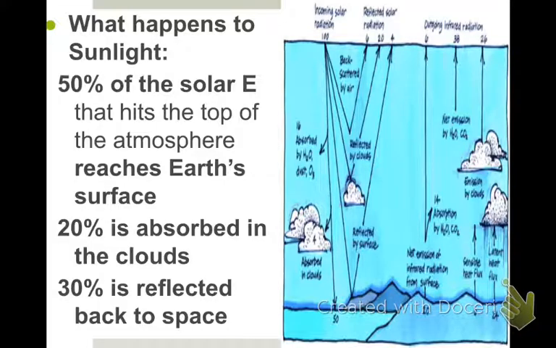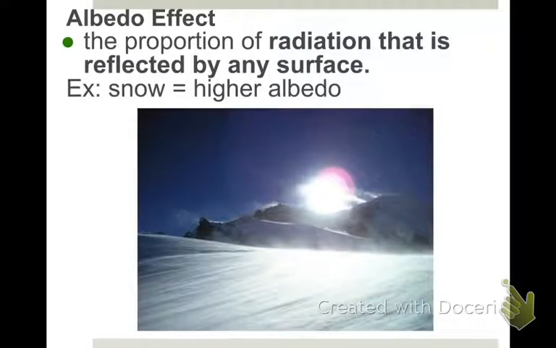Okay, so let's continue. Now we're going to look at something called the albedo effect. So all that the albedo effect means is radiation that's reflected by any surface. Now, radiation can be reflected by a bunch of different surfaces. For instance, think about if you had a mirror outside. You could reflect solar radiation with that mirror. You can reflect solar radiation with anything that's light in color.